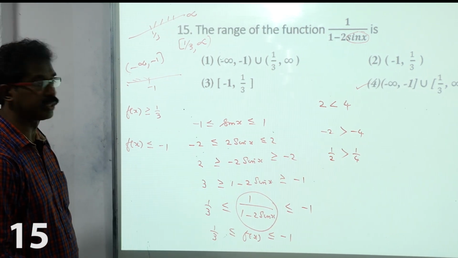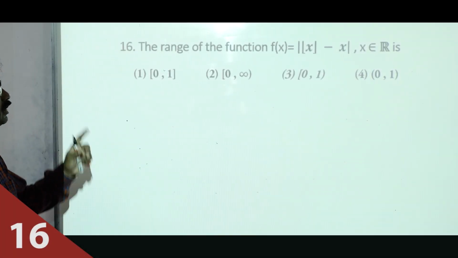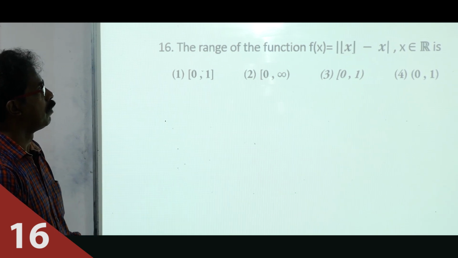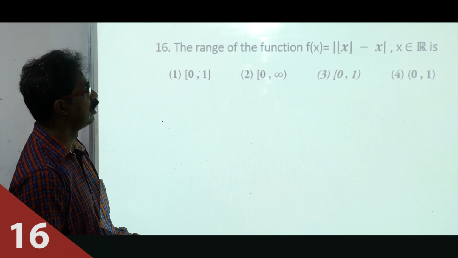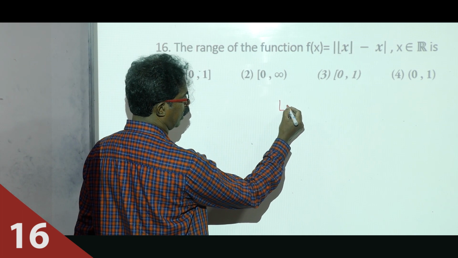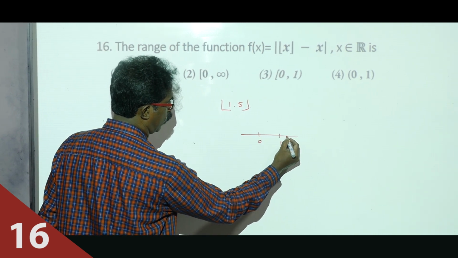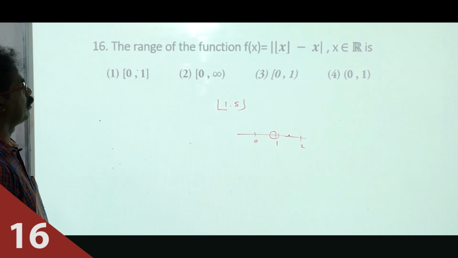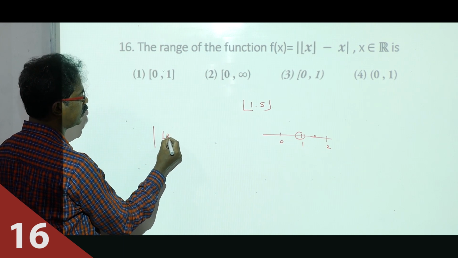Now we go for the next question, question number 16. In this question, they asked the range of the function f of x equal to greatest integer function of x minus x. Greatest integer function means you take the left side element. Suppose it is 1.5. On the number line, 0, 1, 2, 1.5 is here, the left side number is 1.